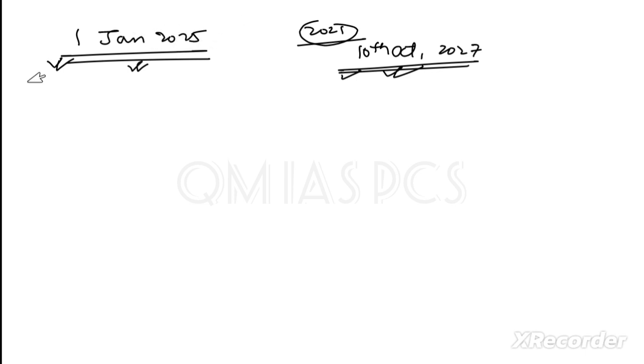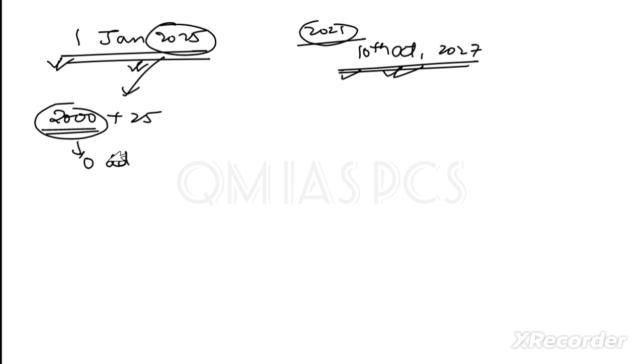So first we can disintegrate this 2025 with the help of centuries. So we can write here 2000, because 2000 is a century, plus 25. Is it clear? If this is a century, we have 0 odd days, right? Any confusion? So we have to calculate for only 25 years.